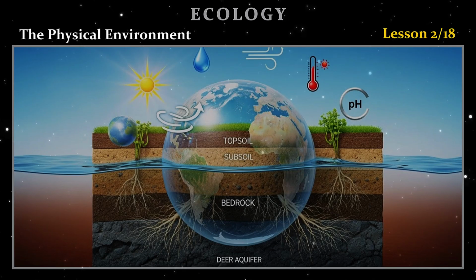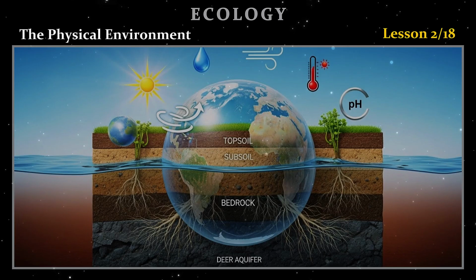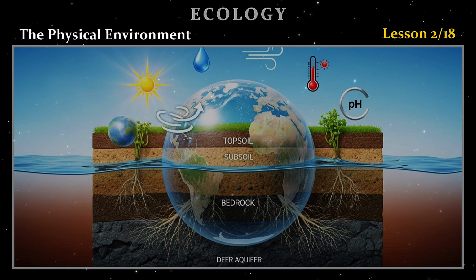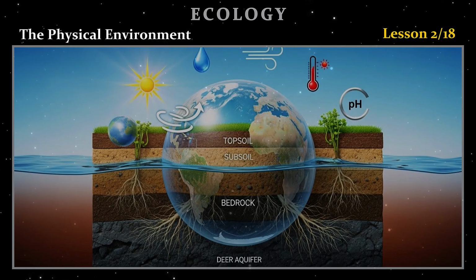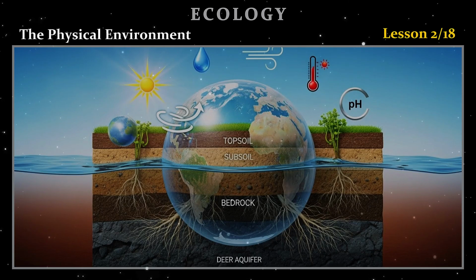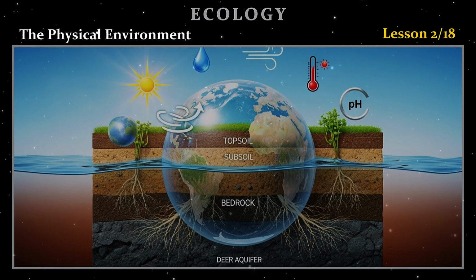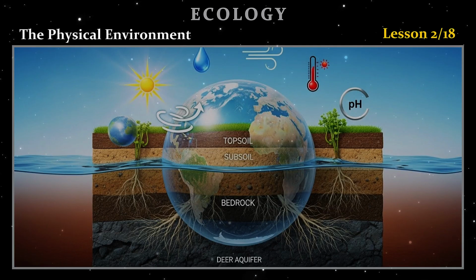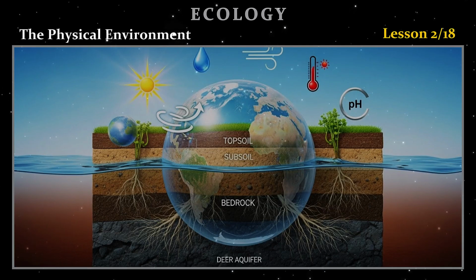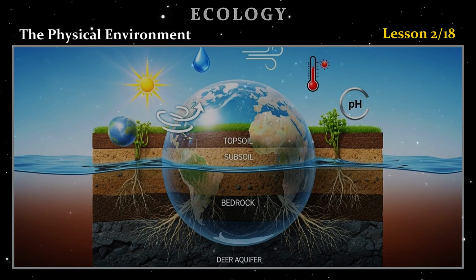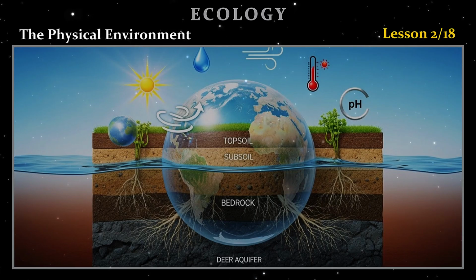Consider also the design of our cities. Concrete and asphalt absorb heat, creating urban heat islands. A city can be significantly hotter than the surrounding countryside. This is an anthropogenic, or human-made, modification of the physical environment. By understanding how surface materials absorb and release solar energy, ecologists and architects can design cooler, more livable cities, using white roofs or green parks to mimic natural cooling processes.